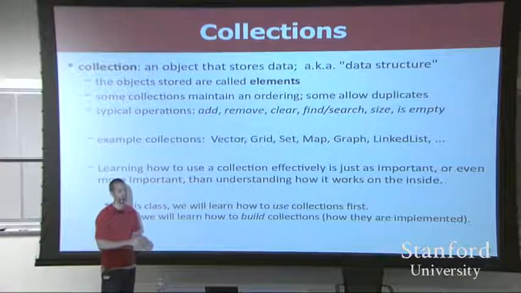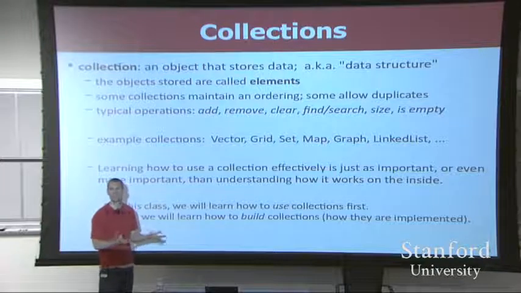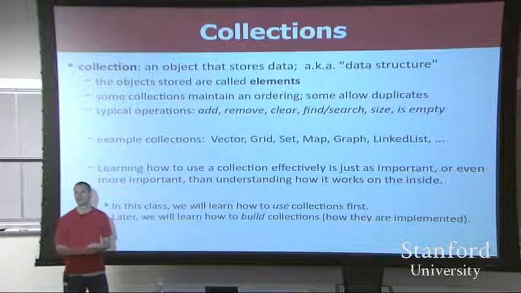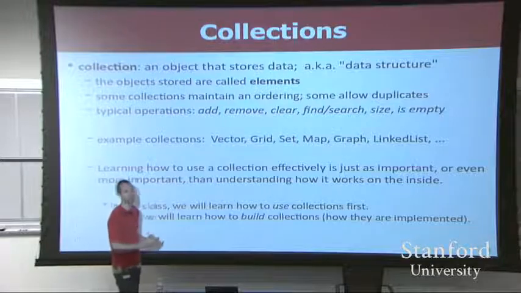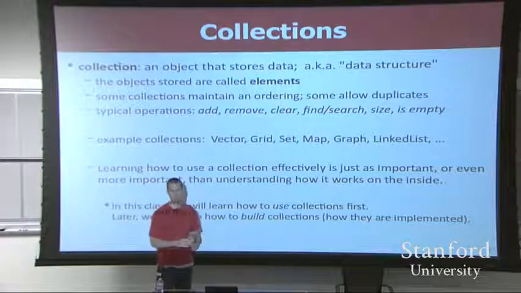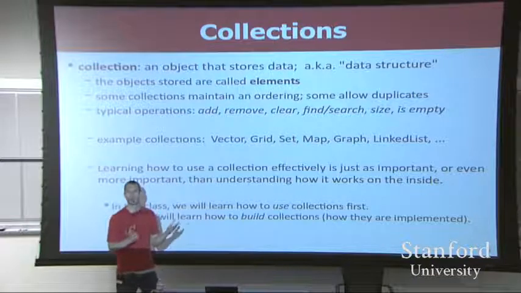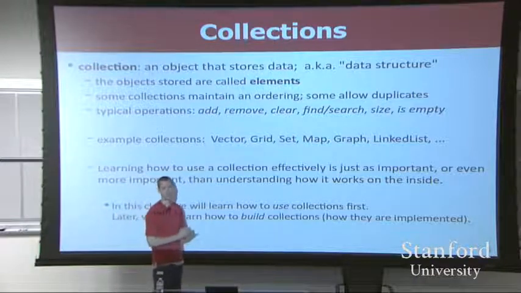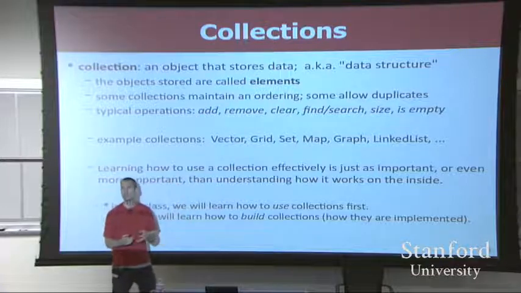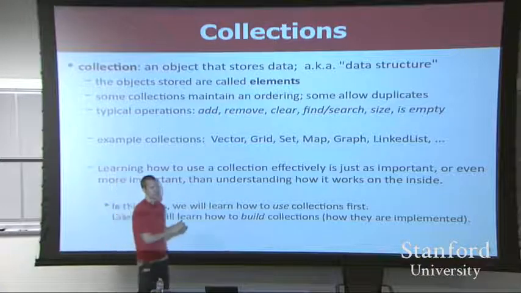A lot of collections support some sort of searching function or looking for something in the collection. Some collections are faster for searching than others, etc. Some collections sort the data into a certain arrangement or order, and others don't. And there's all kinds of different variations. Some collections allow duplicates, and others don't, and so on.